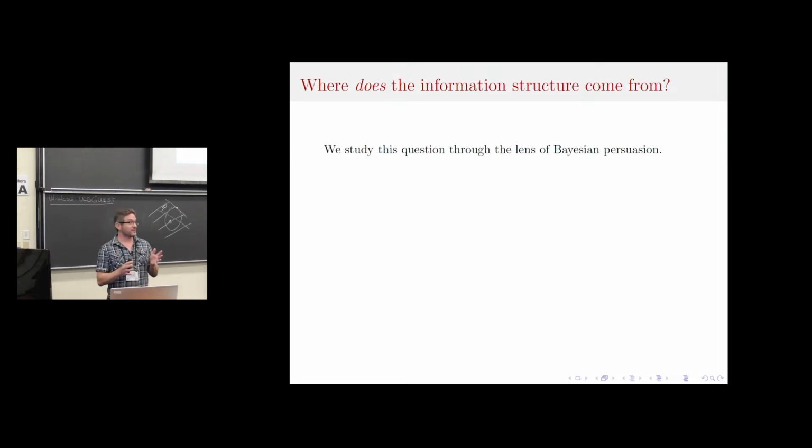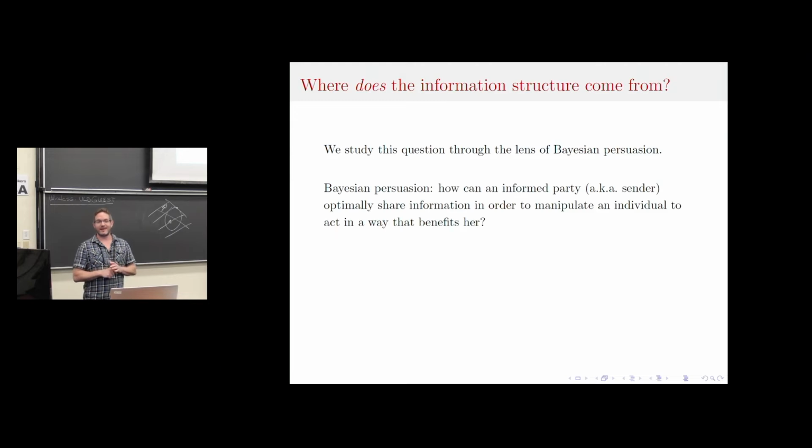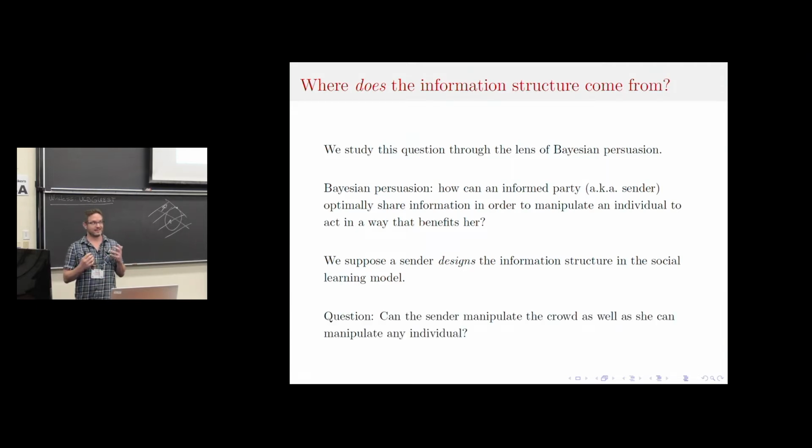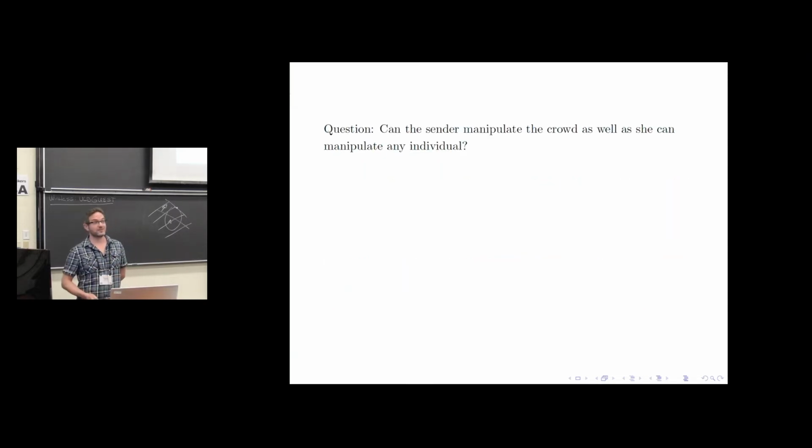We study the question through the lens of Bayesian persuasion, which, as you all probably know, is a question of how an information designer, called the sender, can use information revelation to cause some agent to behave in a way that the information designer wants. We suppose that this sender is the one who designs the information structure in the social learning model. And we basically ask, can the sender in the social learning model manipulate the crowd as well as she can manipulate any individual? That's the question that we ask.